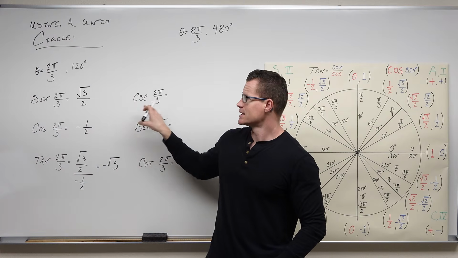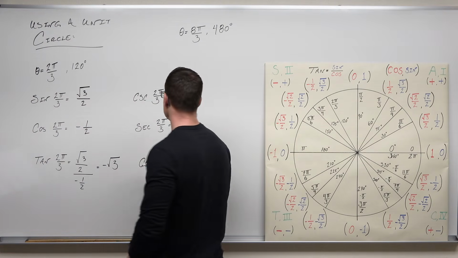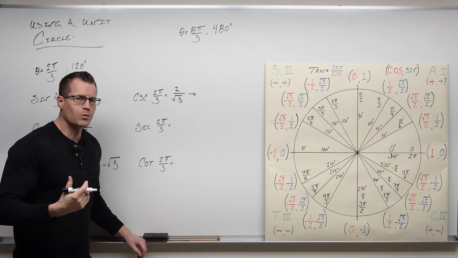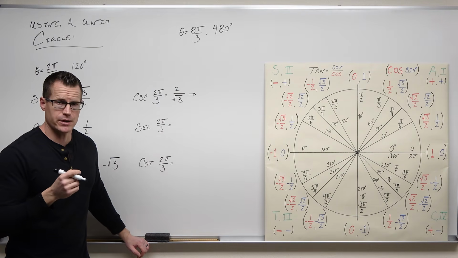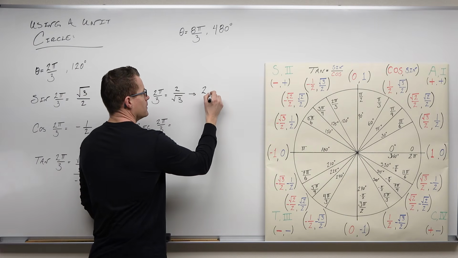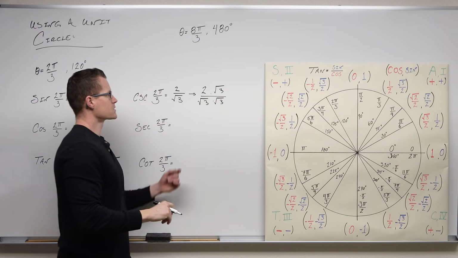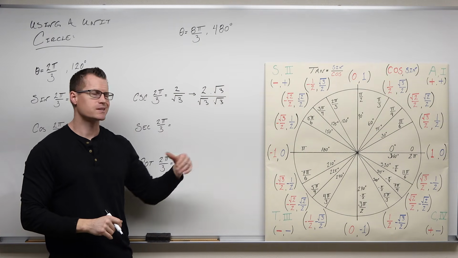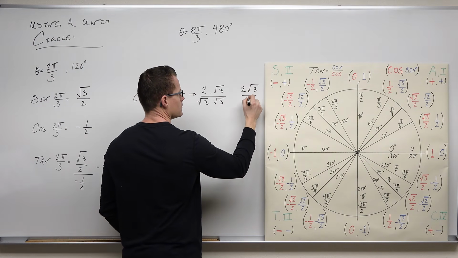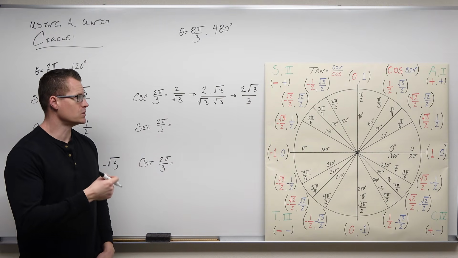So cosecant says, take a look at sine of the angle and reciprocate it. That's 2 over the square root of 3. Normally, we have to rationalize that denominator. So you multiply by the square root of 3 over the square root of 3. So here's 2 over square root of 3. Rationalizing, we get 2 square root of 3 over 3. That's what cosecant of 2 pi over 3 would be. It'd be 2 square root of 3 over 3.